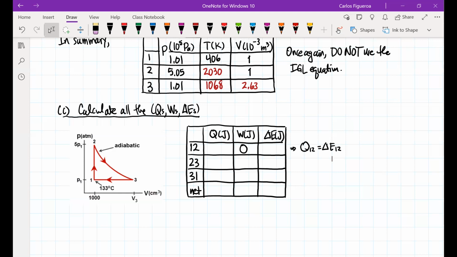So this is going to be P1, 0. That's the height. Then the width is V3 minus V1. Now I'm going to put everything in. I get 1.01. Note it's the difference in the volumes, which will be 2.63 minus 1. But note I get 10 to the 5 times 10 to the 3, which gives me 10 to the 2 joules. So when I compute this, I get a value of positive 165 joules for the work between 3 and 1.